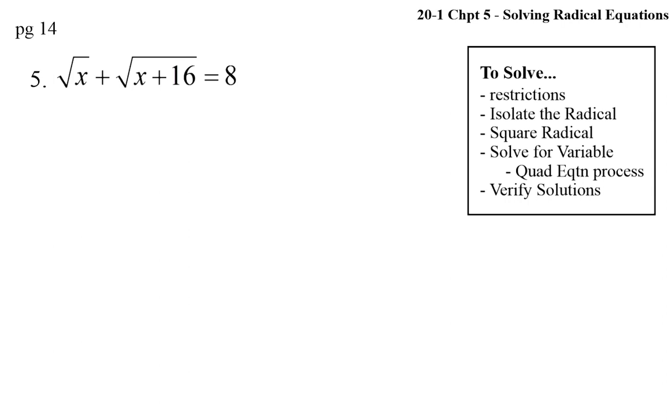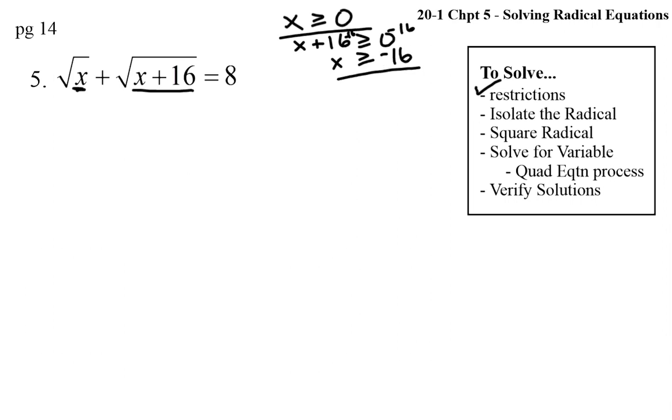Question 5 is about as big and ugly as you're going to see because we have two radical signs. So, first thing, restrictions. To start with, for the first one, we know that x has to be greater than or equal to 0. Our radicand has to be 0 or bigger. Also, x plus 16, because it's a second radicand, has to be greater than or equal to 0. If I subtract 16 from both sides, x must be greater than or equal to negative 16. So we have to make sure that our x values work for both restrictions.